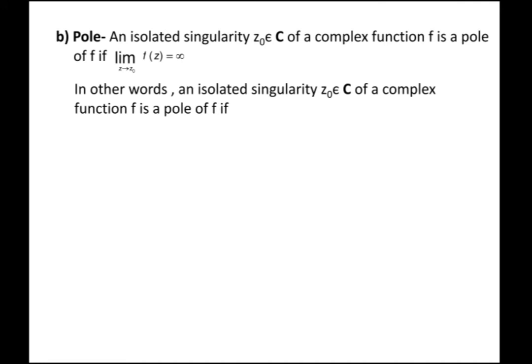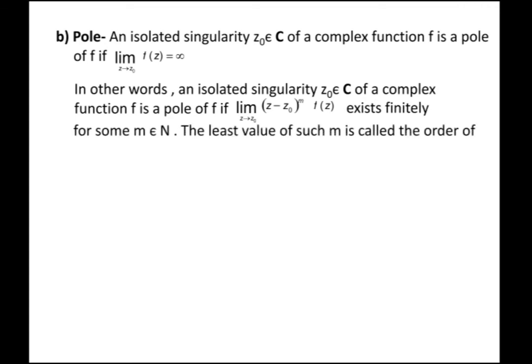An isolated singularity z naught in C of a complex function f is a pole if limit z tends to z naught f of z equal to infinity. Or in other words, an isolated singularity z naught in C of a complex function f is a pole of f if limit z tends to z naught, (z minus z naught) raised to m into f of z exists finitely for some m in N, and the least value of such m is called the order of the pole z equal to z naught.